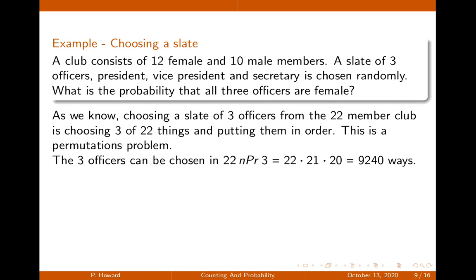So the 3 officers can be chosen in 22 NPR3 ways, the number of permutations of 22 things taken 3 at a time. Which is 22 times 21 times 20, if you use the fundamental counting principle, either way, 9,240 possible slates of officers.